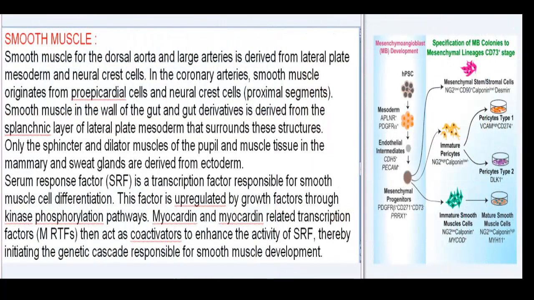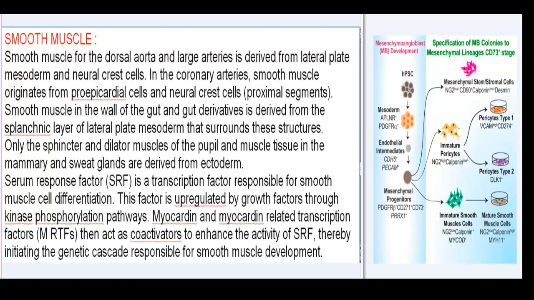Smooth muscle for the dorsal aorta and large arteries is derived from lateral plate mesoderm and neural crest cells. In the coronary arteries, smooth muscle originates from proepicardial cells and neural crest cells, proximal segments. Smooth muscle in the wall of the gut and gut derivatives is derived from the splanchnic layer of lateral plate mesoderm that surrounds these structures. Only the sphincter and dilator muscles of the pupil and muscle tissue in the mammary and sweat glands are derived from ectoderm.